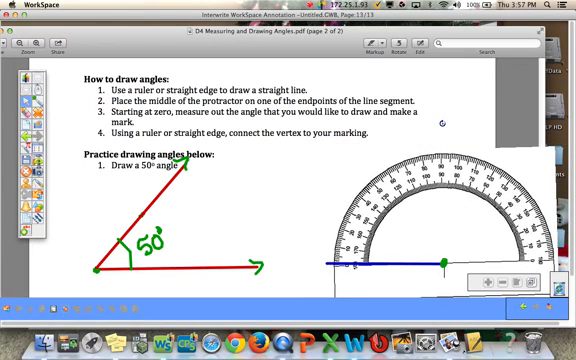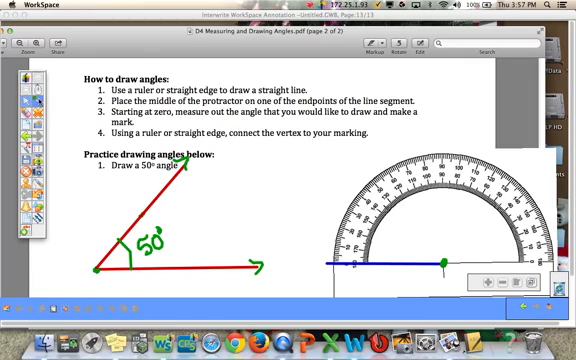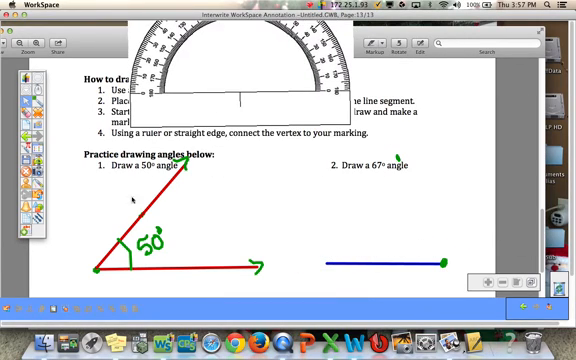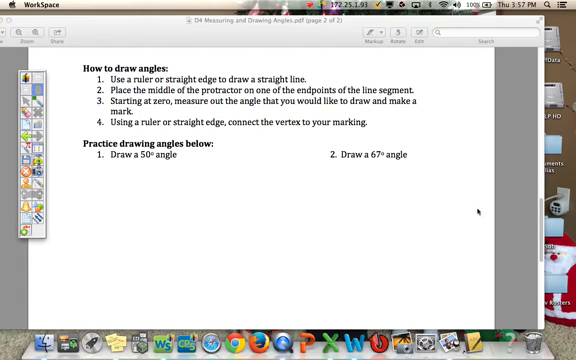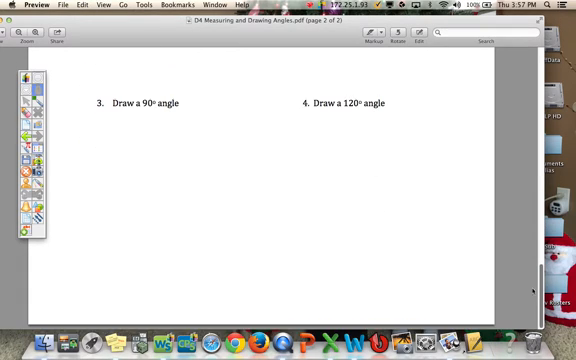Turn this a little bit. All right, so 67, this time it's zeros on the outside, so 67 is about right here. We'll mark it. And then we'll connect. So it's still an acute angle. This one's 67 degrees. All right. Two left, and then you're going to practice measuring and drawing angles today.